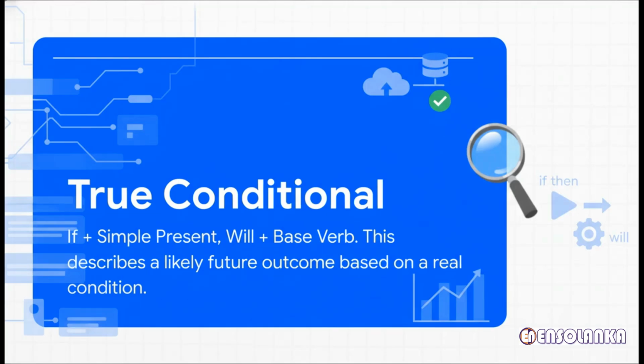So, the most common way to build this is with if plus the simple present tense, followed by will plus the basic verb. Now, this is the key thing I want you to remember. Even though we're talking about the future, you use the simple present in the if part. Whatever you do, don't put will in the if clause.